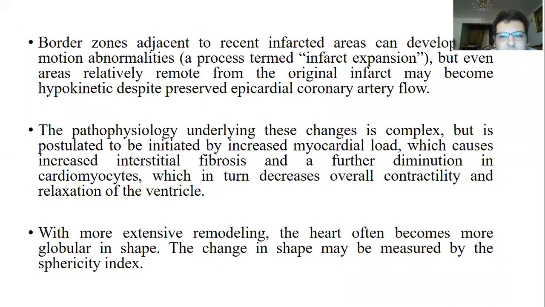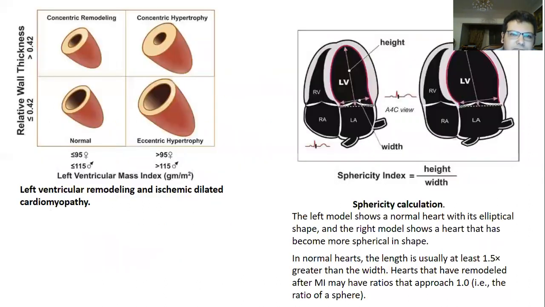The pathophysiology underlying these changes is complex, but is postulated to be initiated by increased myocardial load, which causes increased interstitial fibrosis and a further diminution in cardiomyocytes, which in turn decrease overall contractility and relaxation of the ventricle. With more extensive remodeling, the heart often becomes more globular in shape. The change in shape may be measured by sphericity index.